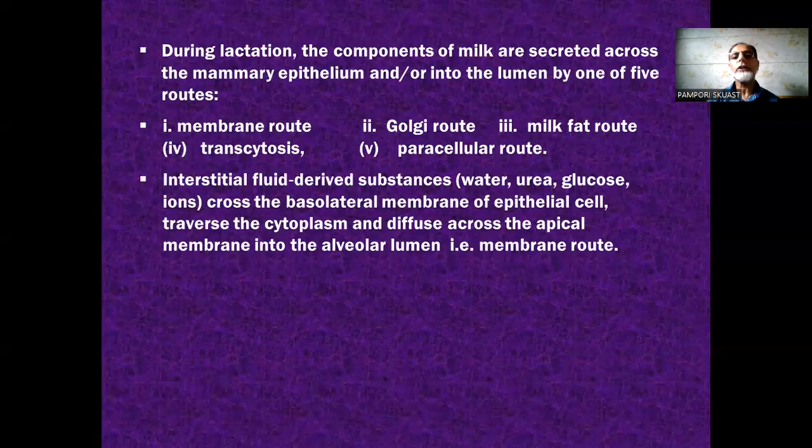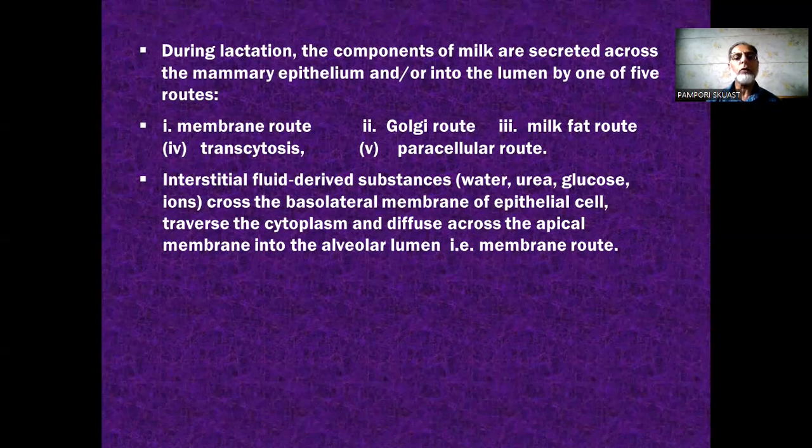So during lactation, the components of the milk are secreted across the mammary epithelium and/or into the lumen by one of the 5 routes. So 5 routes are being taken by the mammary gland to either synthesize or to pass on those constituents from the blood into the lumen, or into the milk, via epithelial cells.